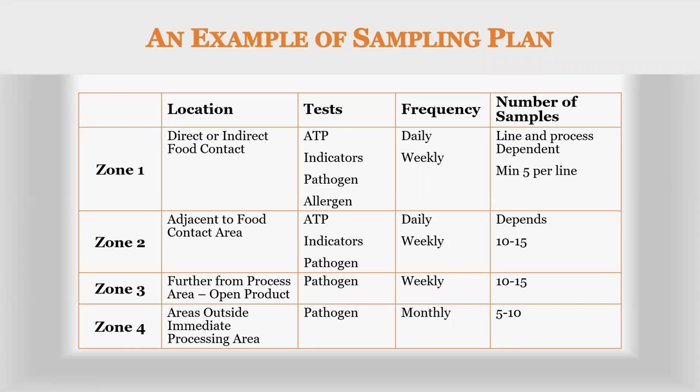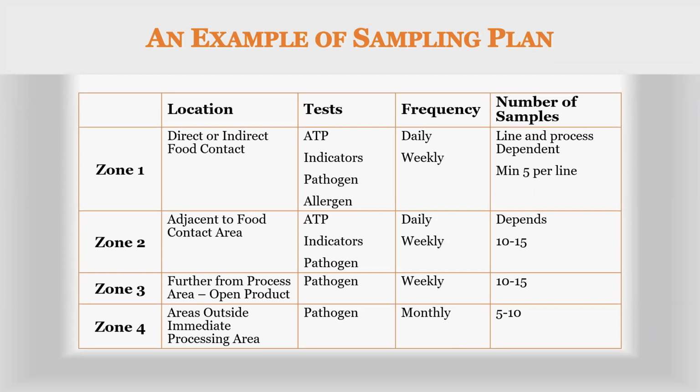Here is an example of a sampling plan according to the zoning concept. It is really just an example for a small-sized company. For example, zone 1 usually is the food contact surface. You can do daily tests of ATP or indicators or both. And then you can do weekly pathogen testing, or if you have an allergen management program, you can test for allergen. The number of samples, of course, depends on how many production lines there are. It is recommended to take a minimum of 5 samples per line.